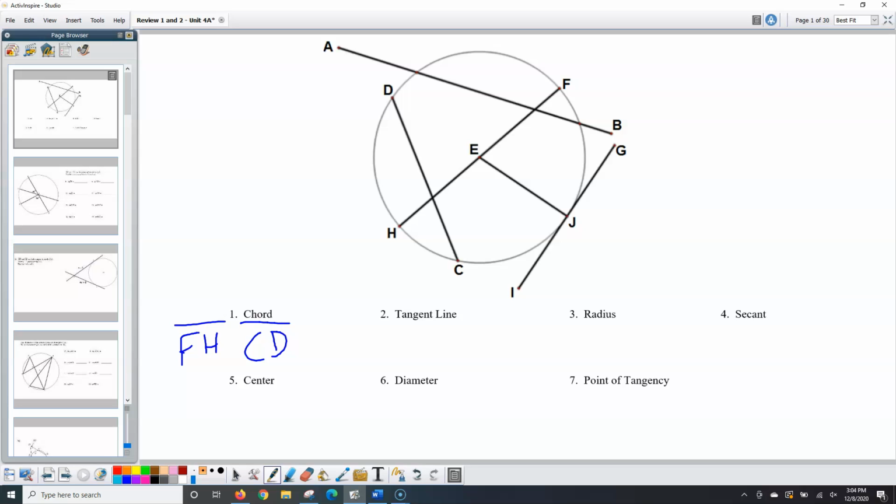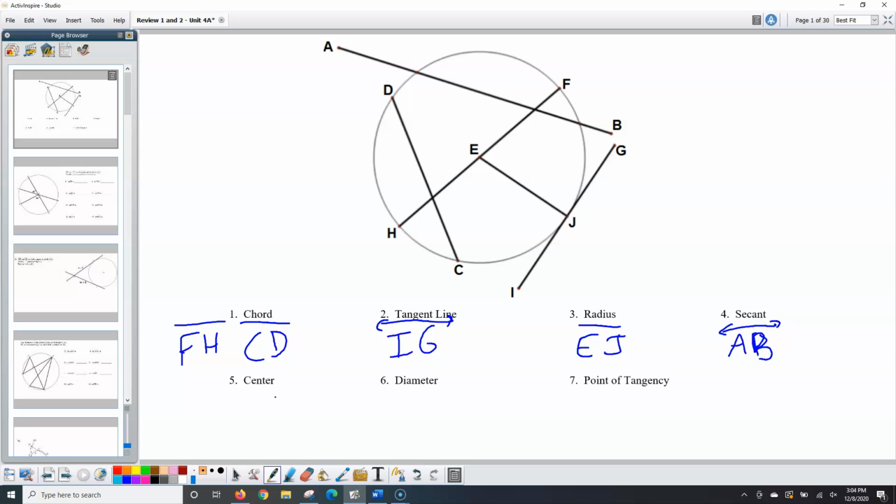Tangent line. A tangent line touches the circle one time. IG. And notice I have arrows on that. Radius, three different options here: EH, EJ, or EF. Any of those would work. Notice that does not have arrows on it. Secant line, it's going to have arrows on it. Secant lines touch the circle twice. That's going to be AB.